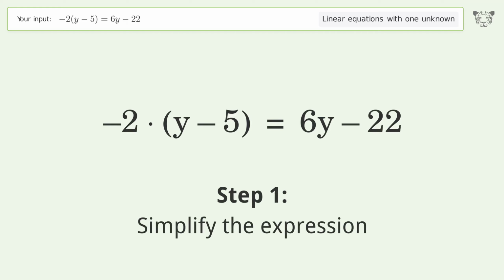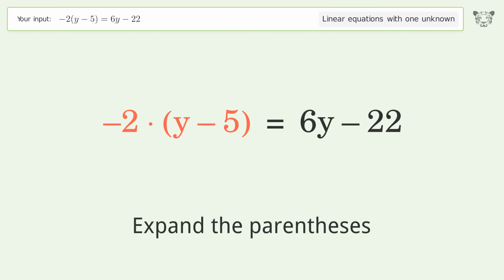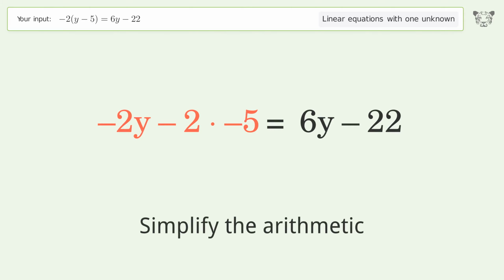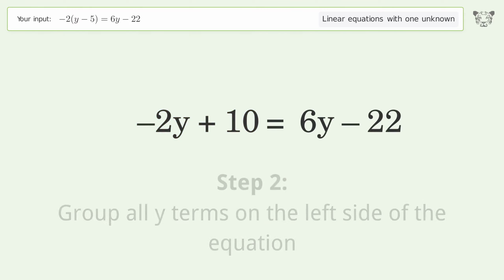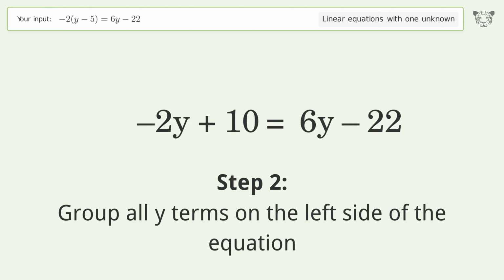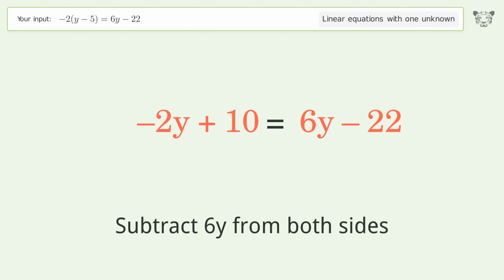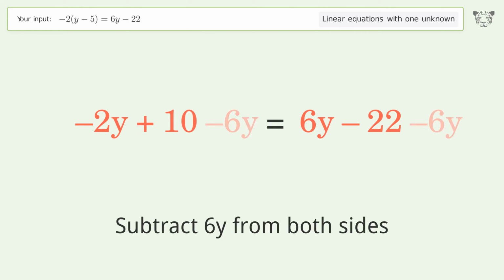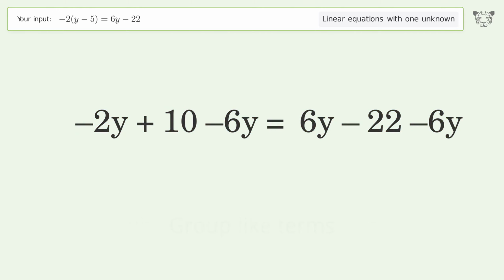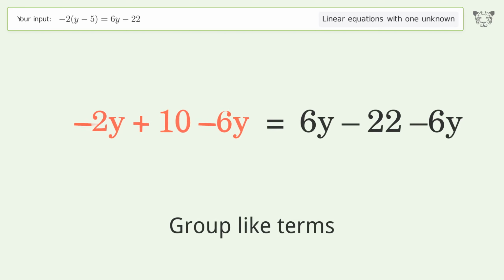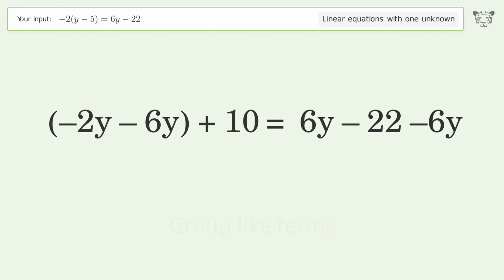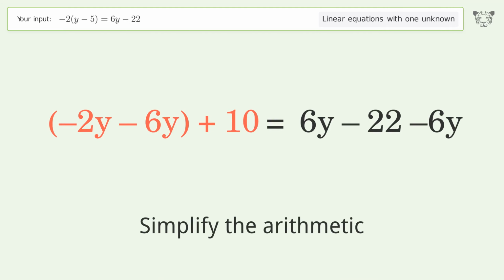Simplify the expression. Expand the parentheses. Simplify the arithmetic. Group all y terms on the left side of the equation. Subtract 6y from both sides. Group like terms. Simplify the arithmetic.